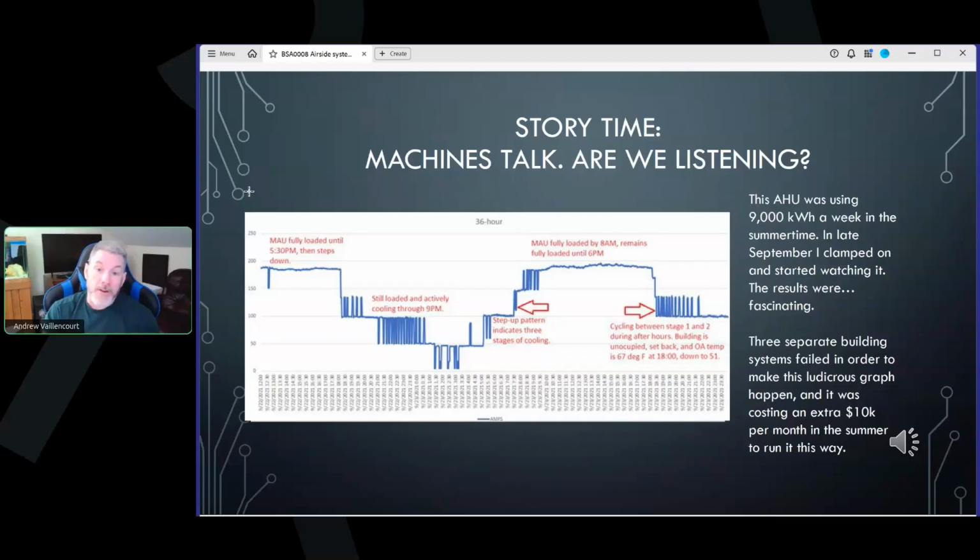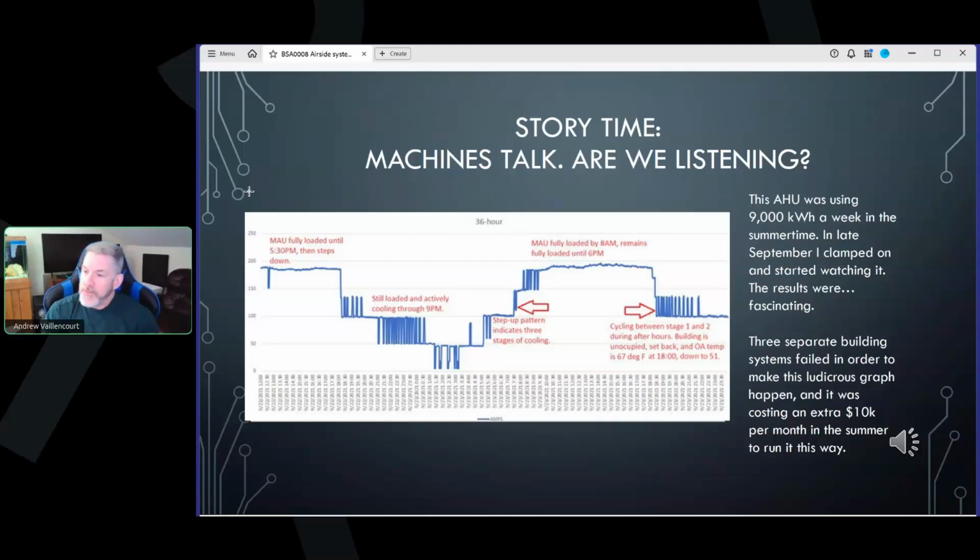So I data logged their giant air handlers and found that each one was using about 9,000 kilowatt hours a week in the summertime. 9 megawatt hours a week. Pausing, I'm saying that dramatically. If you don't understand exactly how much juice that is, I assure you, it's a lot. In late September, when I got there, I clamped some HOBO data loggers on to watch how the air handlers were using energy, and the results were fascinating.